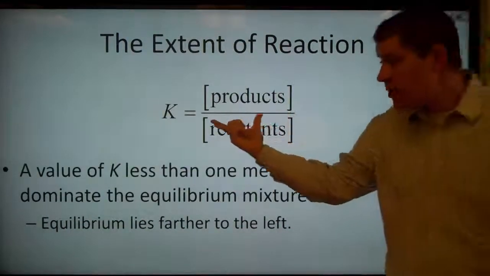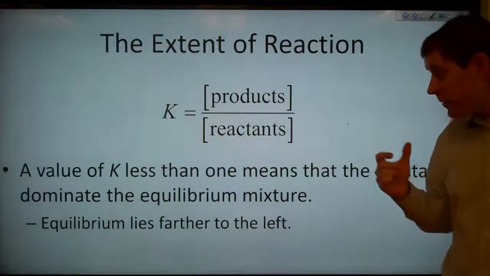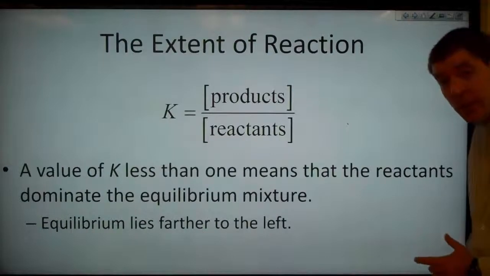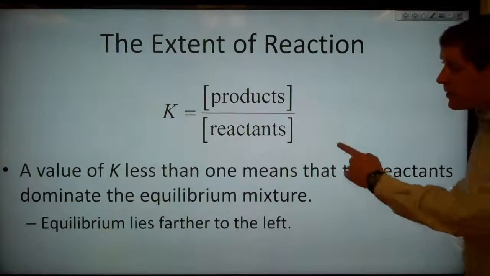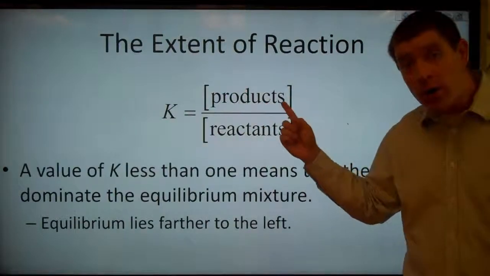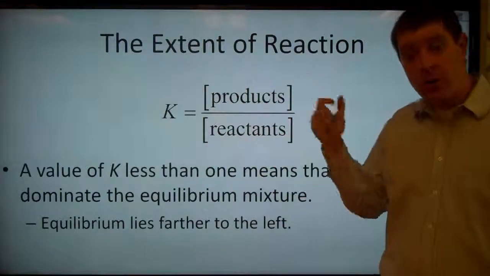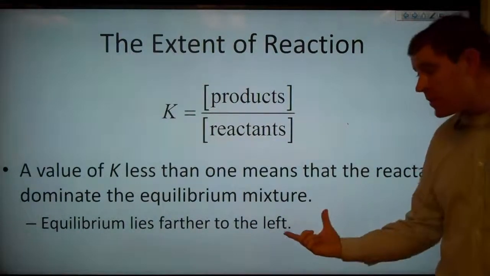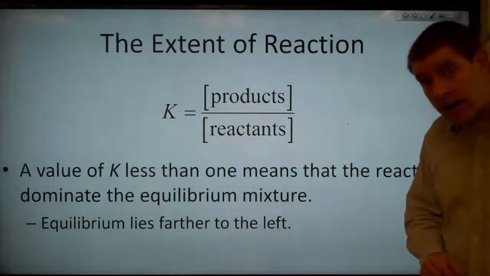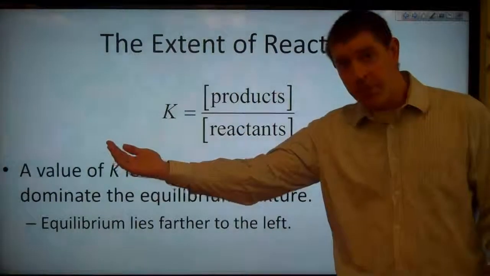On the other hand, a value of K, our equilibrium constant, less than 1 means that this fraction has a value of less than 1. And that means that the concentrations of our products are lower than the concentrations of our reactants. That means we have more reactants than we do products. And that means that the equilibrium mixture is dominated by our reactants. That means that the equilibrium lies farther to the left.